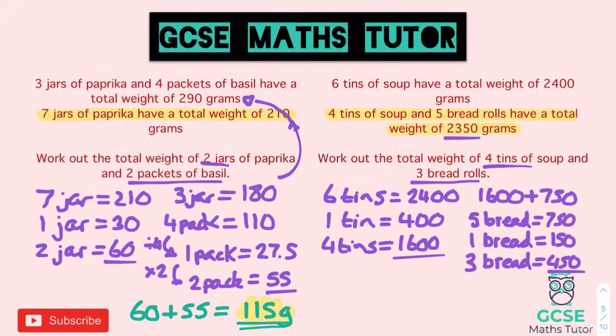And now we have the weight of 4 tins and 3 bread rolls, so we just need to add them together. So 1,600 plus the 450 for the 3 bread rolls, and that adds up to 2,050 grams. And there we go, that is our final answer for that second question.